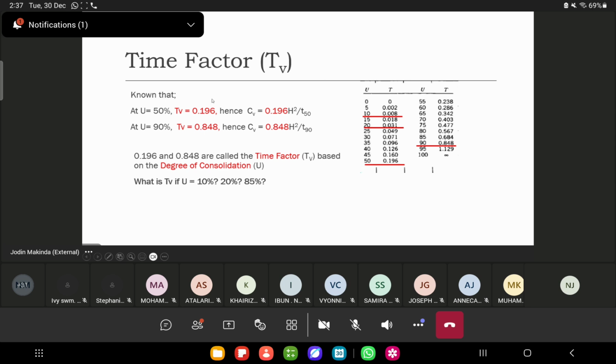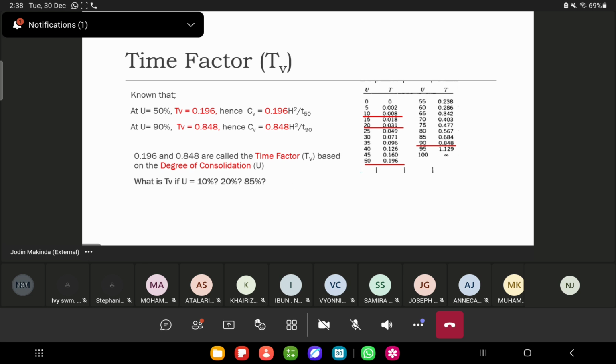How do we get the 0.196 time factor? The time factor is obtained from the chart here. In the time factor chart, we look into 50%. Time factor is 0.196, sorry. You look into time factor of 90%. Time factor is 0.848.